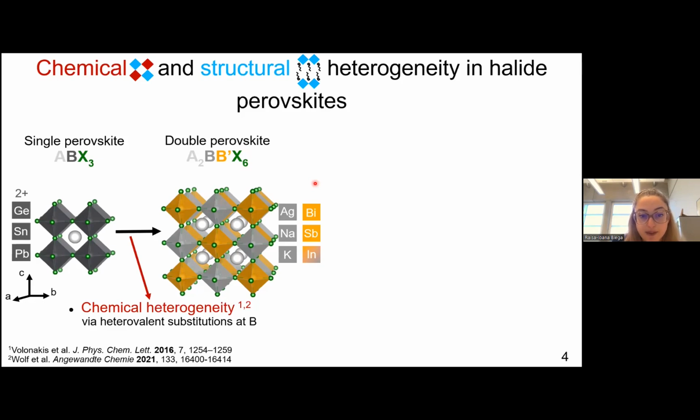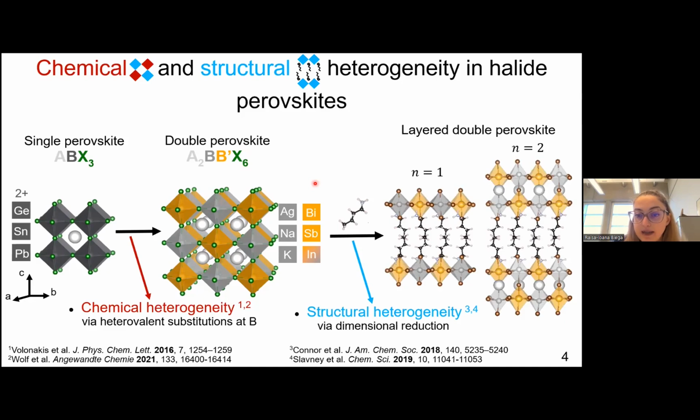The next step would be to reduce the dimensionality, and you do that by intercalation of long organic molecules, and that would introduce another type of heterogeneity into the system, and that's what we call structural heterogeneity, because it really comes from the fact that you have two different layers, an organic layer and an inorganic layer, in your material.